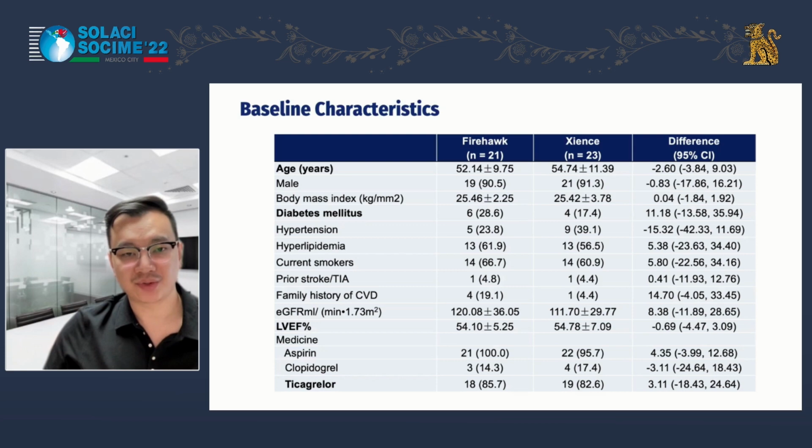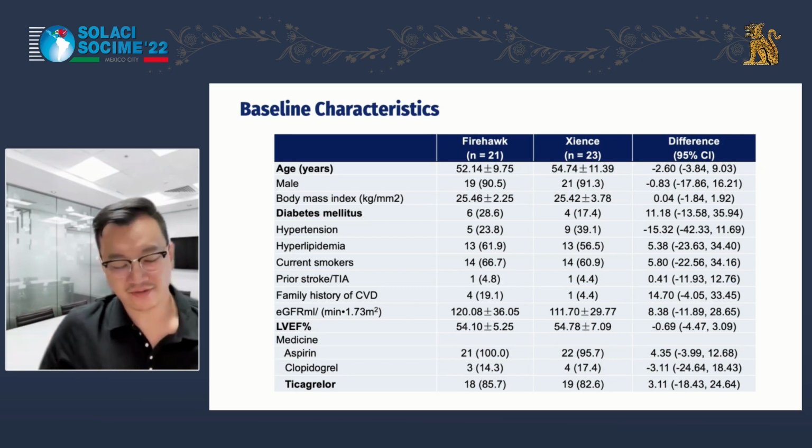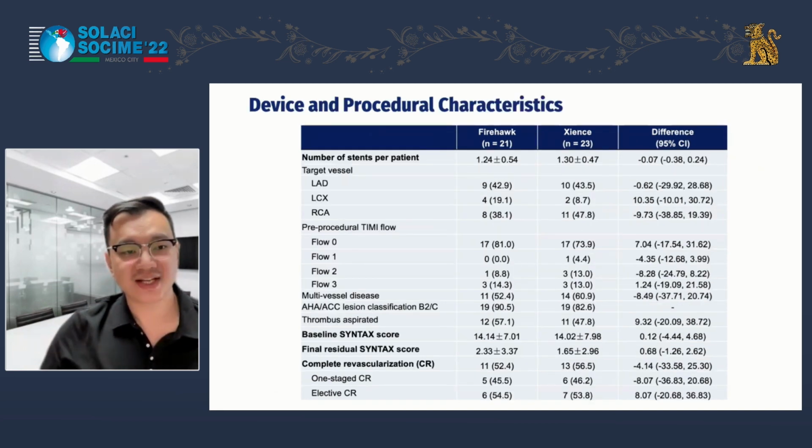This is the baseline characteristics. The mean age was 52 to 54 in both arms, which is quite young compared to the all-comers trials, which are basically around 60 years old. This is numerically a little bit young. Diabetes was around 20%. LVF is 54. Most patients have aspirin and ticagrelor. The number of stents per patient was 1.2.